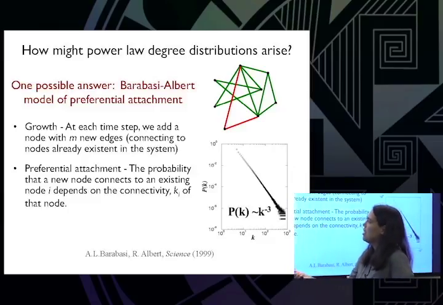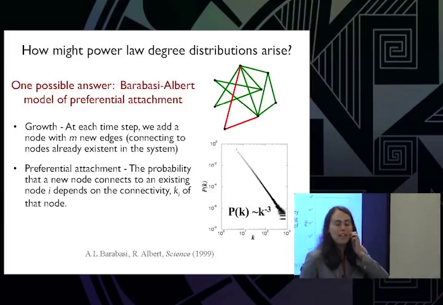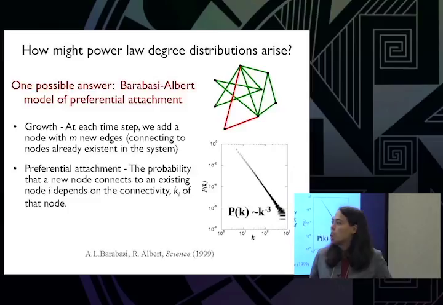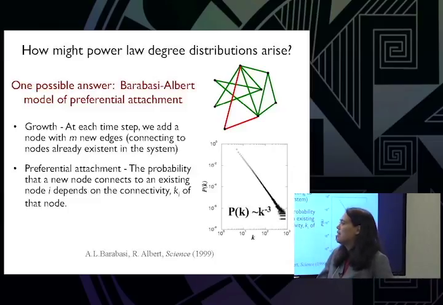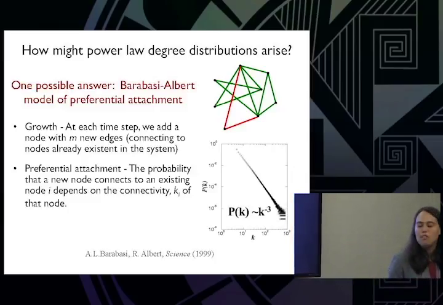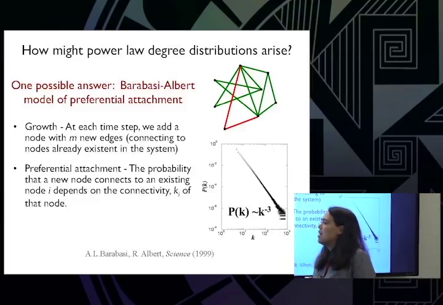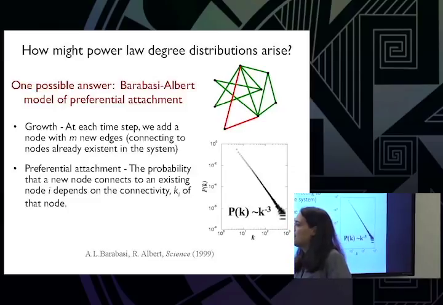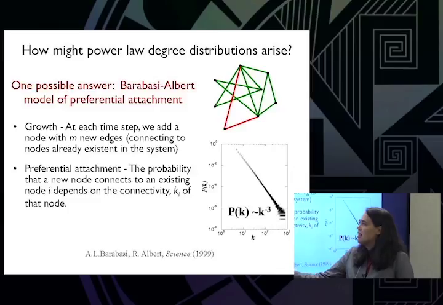They start with a small seed network, and it doesn't really matter what the structure of that small network is. But at each time step, they add a new node, like this node here, and it has n new edges. In this case, n is 2, so I'm going to connect to 2 nodes that already exist in the system. But I'm not going to connect randomly. I'm going to connect preferentially, such that the probability that a new node connects to an existing node depends on the connectivity of the existing nodes at that time point.